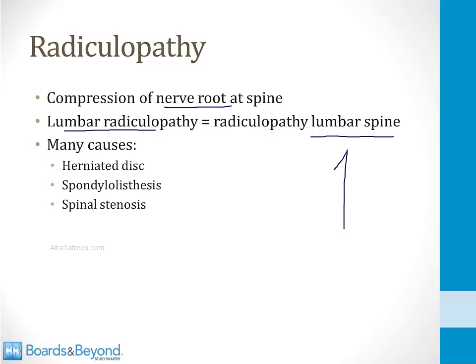But the lumbar spine is especially common because this is a site of bending and weight bearing, and therefore a lot of nerve root problems occur here. And there are many causes of lumbar radiculopathy, but some of them are listed on the slide here. These include a herniated disc, which we'll talk about in a minute, also spondylolisthesis, and also spinal stenosis. All of these things can lead to a lumbar radiculopathy.